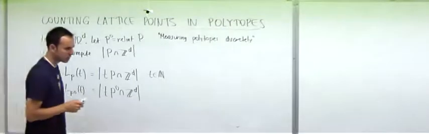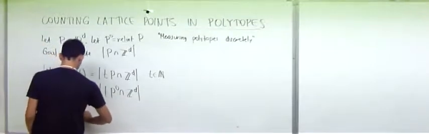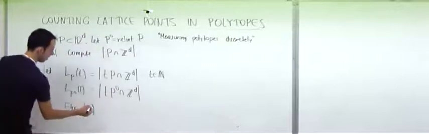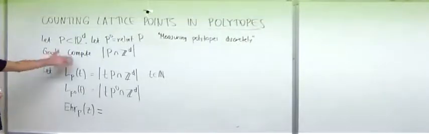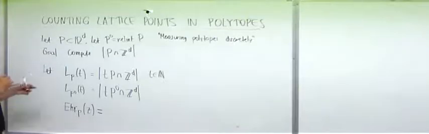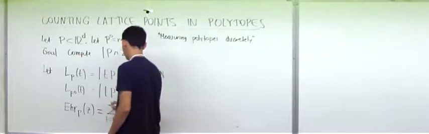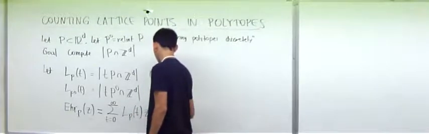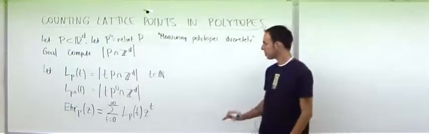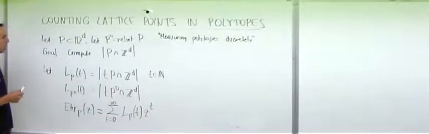And let me introduce the last bit of notation. Just like we had last time a generating function for Catalan numbers, here we're going to do a generating function for these things. I'm going to count this for each value of t and then make a series out of it. So I'm going to consider the infinite series from t equals 0 to infinity of L sub P of t times z to the t. This is the generating function, and it's known as the Ehrhart series.